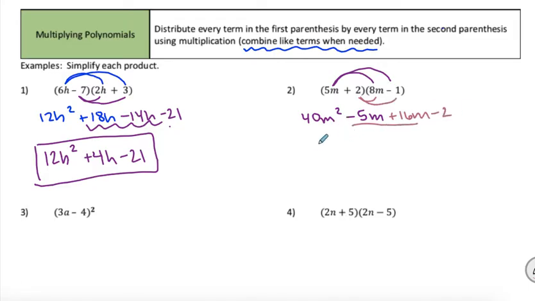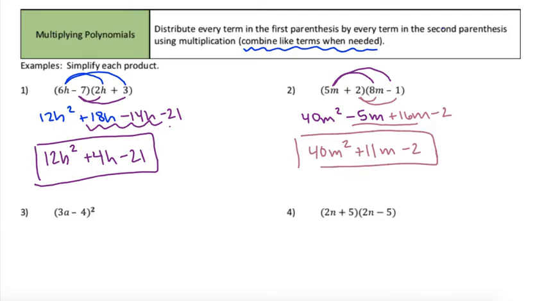Combine like terms here in the middle, bringing down the 40m squared. Negative 5m. I think that should be positive. Nope, negative 5m plus 16m is 11m. And bring down the negative 2, giving me my quadratic trinomial here.